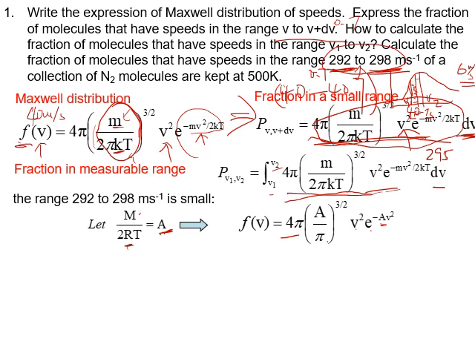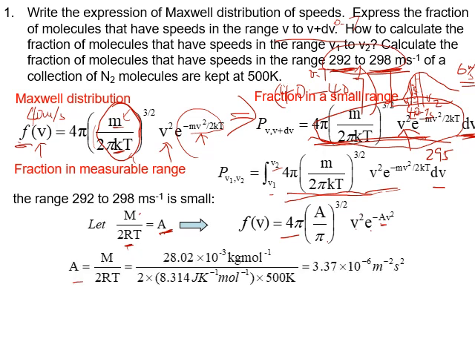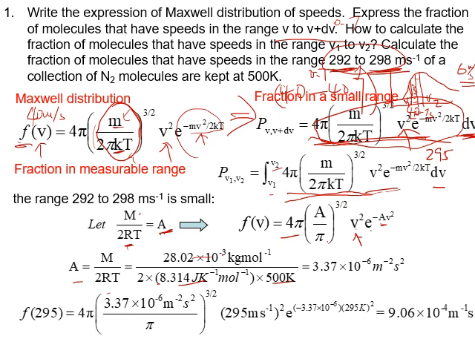You can just plug in every data and calculate, plugging in the speed as 295. But here, for simplicity, we calculate a first. M is the molar mass, 2R times temperature. You calculate a, and then plug in the speed 295. Okay, so the speed is 295, and a is already calculated.